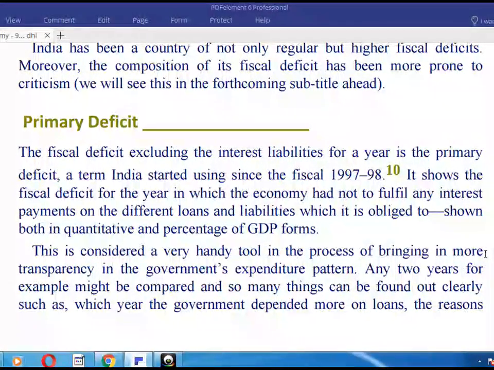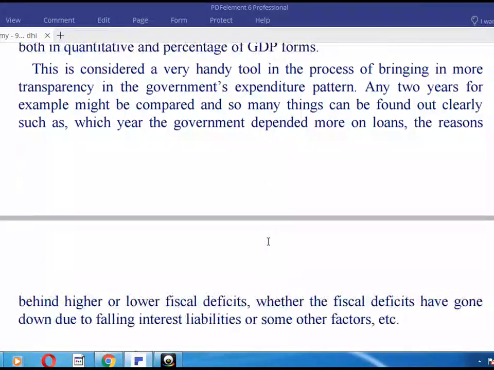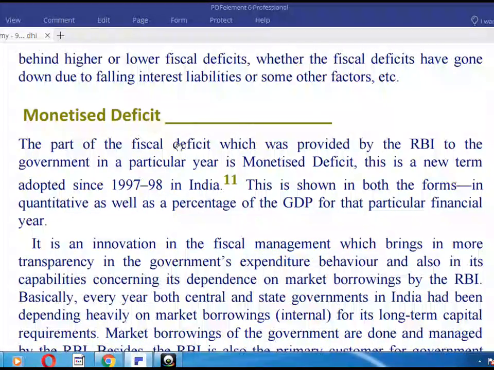Okay, in the government expenditure pattern, any two years, for example, might be compared, and so many things can be found out clearly, such as in which year the government depended more on loans, and the reasons behind higher and lower fiscal deficits, whether the fiscal deficits have gone down due to falling interest liabilities or some other factors.